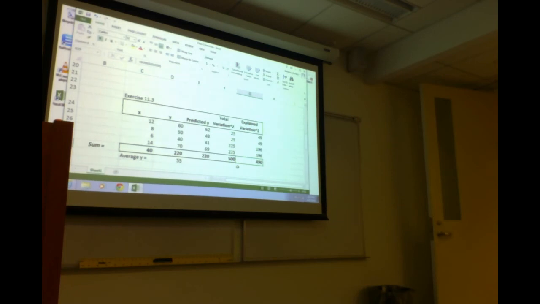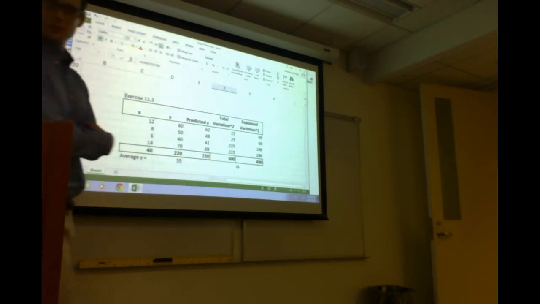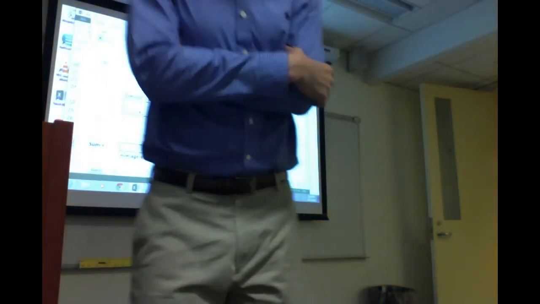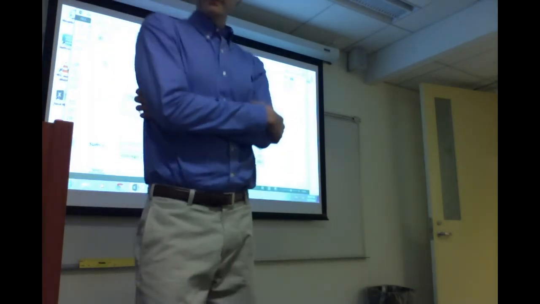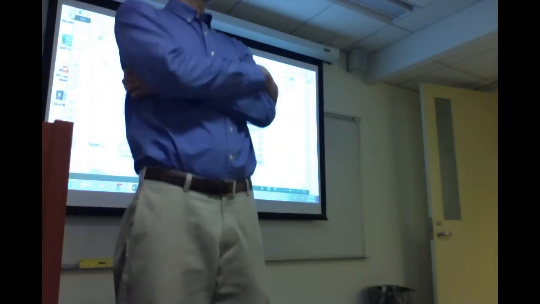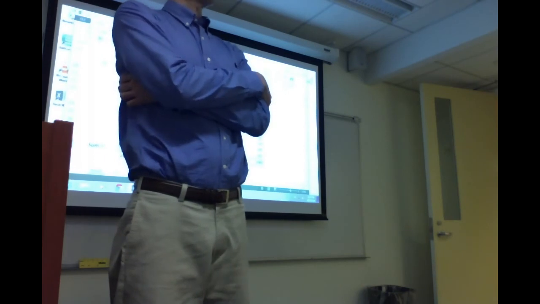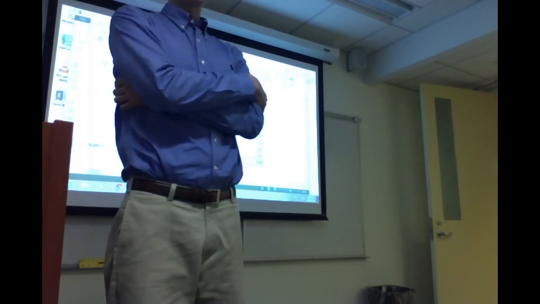So what we do now is we take the explained variation divided by the total variation. Explained is 490. Total is 500. So 490 over 500, that's a pretty good fraction, right? 98%. So this regression equation explains 98% of the variation. That would be a pretty good piece of information to know about someone.